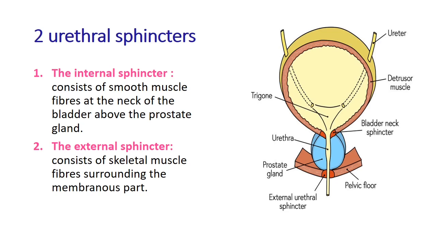The first one is the internal sphincter, located at the neck of the bladder, and the second one is the external sphincter, which lies after the prostate gland as the external urethral sphincter. So these are the two sphincters.